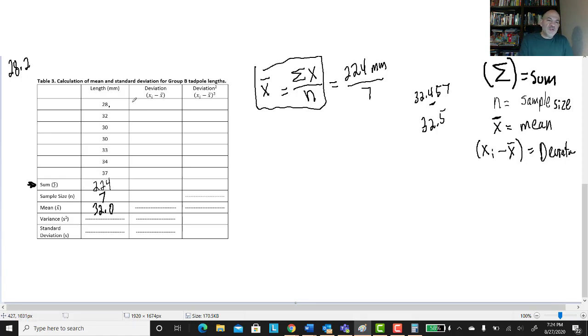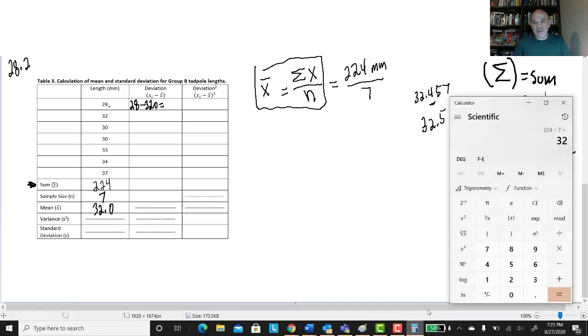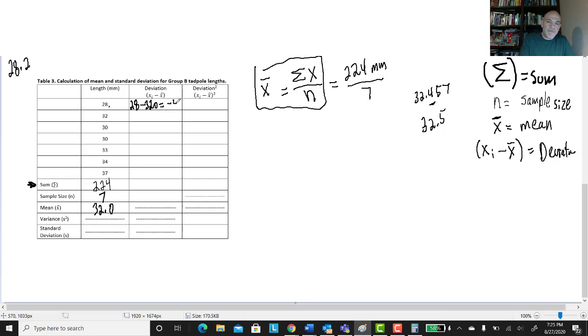So if we were to write this out, you don't have to do this. I could just take 28 and subtract 32 with my calculator, but the calculation basically is going to be this: 28, and then you're subtracting 32.0, and then that answer goes here in this box. You could do it in the calculator, it'd be 28 minus 32, and I could have done that in my head. So this is going to be minus 4, okay?